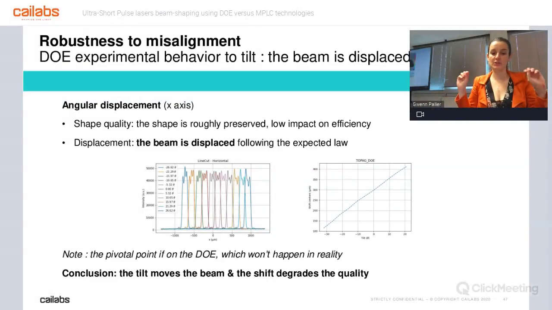This is a must because the pivotal point is actually inside the laser most of the time, or in between the DOE and the laser. So what it means is that you will have an impact on the shape, in terms of position and in terms of quality.